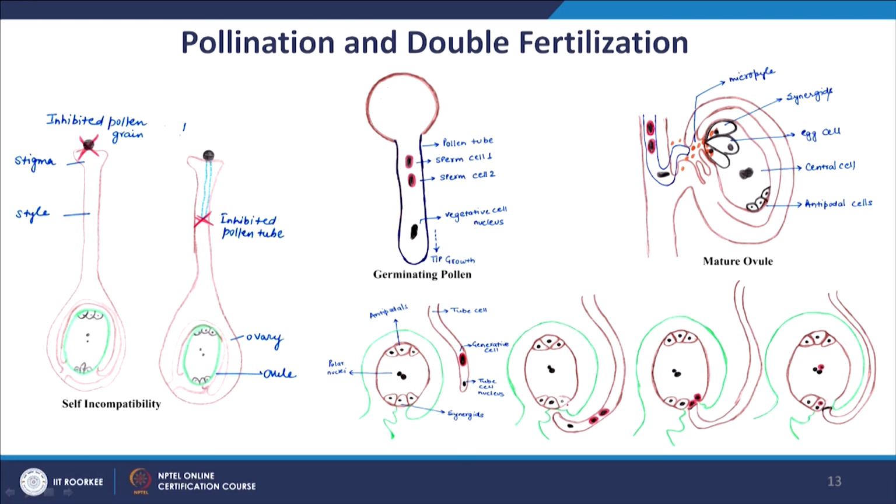Once it reaches the embryo sac, it releases 2 sperm cells. One sperm cell goes and fertilizes the egg cell and makes a diploid zygote. Another sperm cell goes and fuses with the 2 polar nuclei, and it makes a triploid cell, which eventually generates the endosperm. That is why this process is called double fertilization, because 2 rounds of fertilization occur.